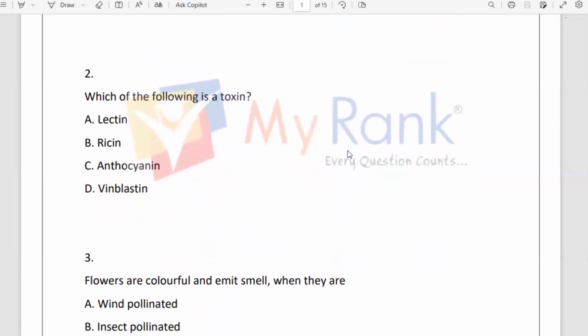Second question. Which of the following is a toxin? Lectin, resin, anthocyanin, vinblastine. Out of these four, all are secondary metabolites, but resin is the toxin. Abrin and resin, these two are the toxins. So answer is B.